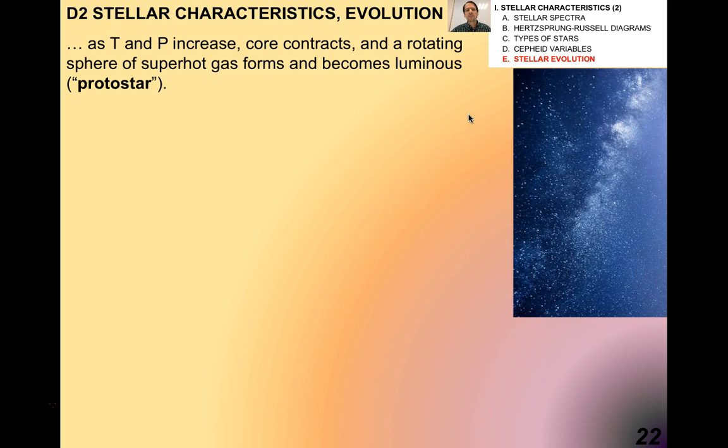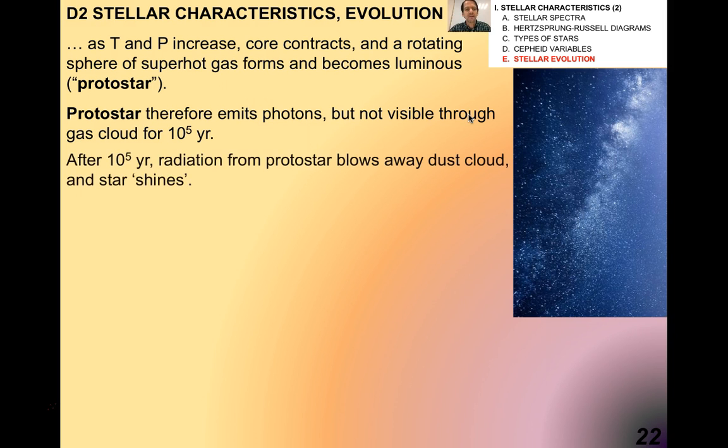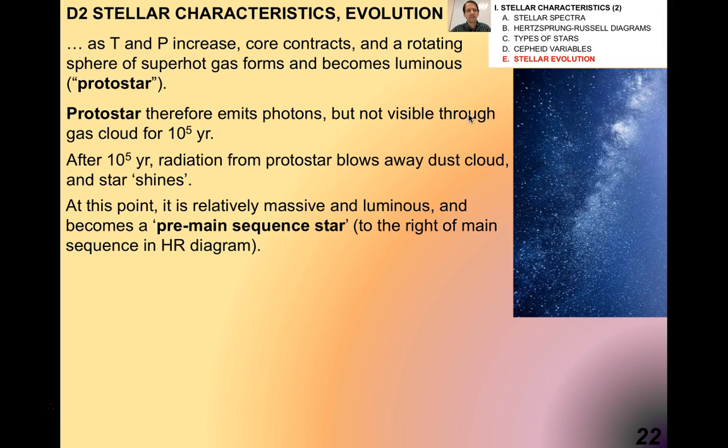Now, as the temperature and pressure increase, the core contracts, it gets tighter and tighter, and a rotating sphere of superhot gas forms in the core and becomes luminous. It starts giving off photons. And this is called a protostar, okay? So protostars emit photons, but they're not visible through the cloud of gas surrounding it for about another 10^5 years, okay? So that's a lot of years, that's 100,000 years. After about 100,000 Earth years, the radiation from the protostar blows away the dust cloud and the star shines nice and brightly from the inside.